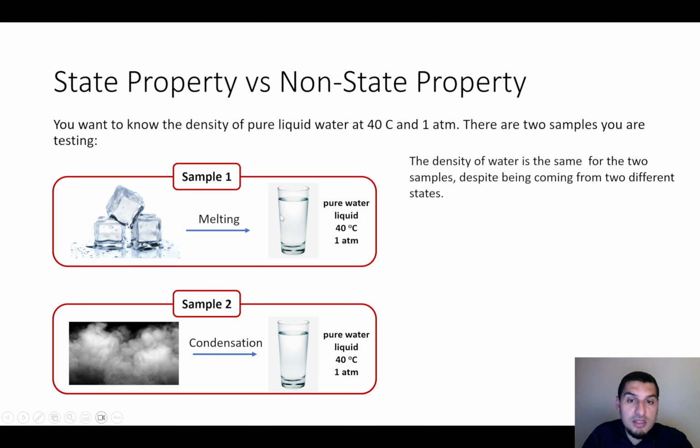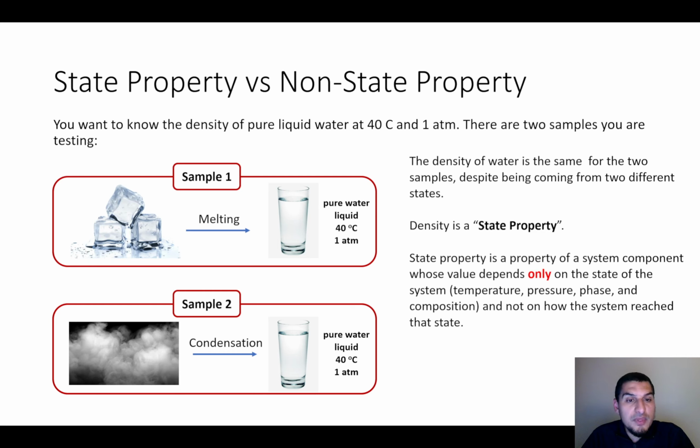So the density of the water that was originally ice is the same as the density of water at the same conditions that was originally water vapor. The previous state doesn't have any contribution to the current value of the property that we are interested in. So this is what we call a state property. It is not dependent on the previous state of the material. It depends only on the current state, and by this we mean the temperature, the pressure, the phase, and the composition.